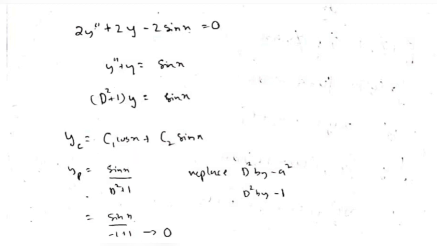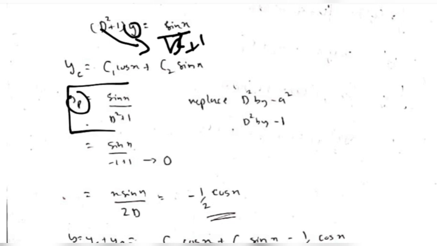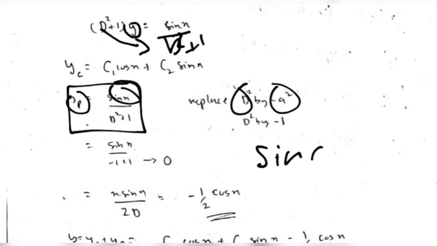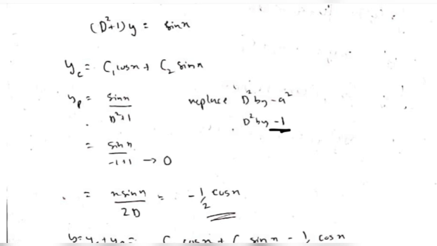Now after finding yc, you have to find yp. Yp is nothing but keep this y here, shift this in the denominator, it will be d square plus 1. Now when you get the solution in this form, see sin x is here, right? When sin x is in the numerator, you have to replace d square by minus a square, where a is of the form sin ax. We have been given sin x, right? So a is 1. Comparing these both, we'll get a as 1. So we'll be replacing d square by minus 1. So when we replace that, we'll be getting denominator as 0.